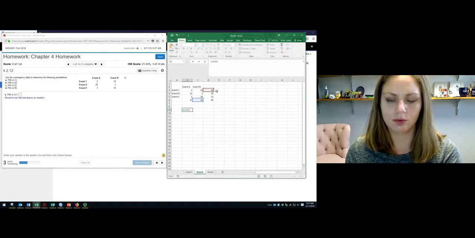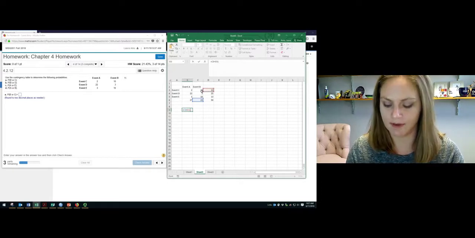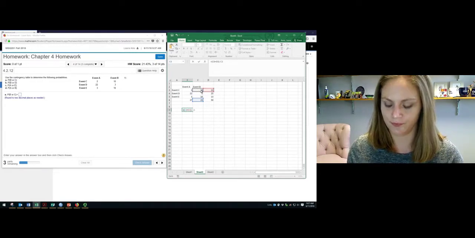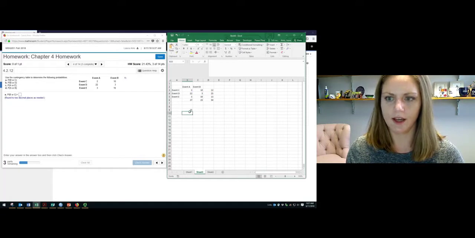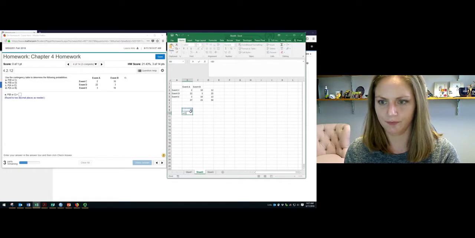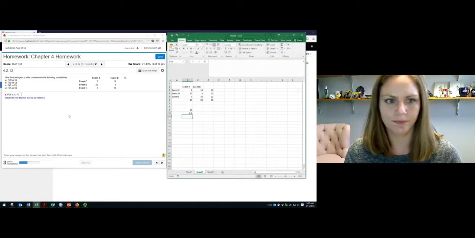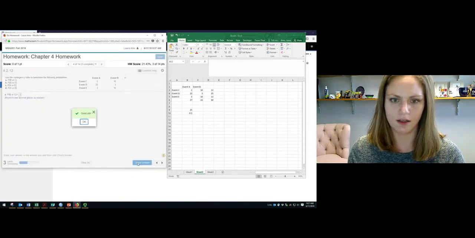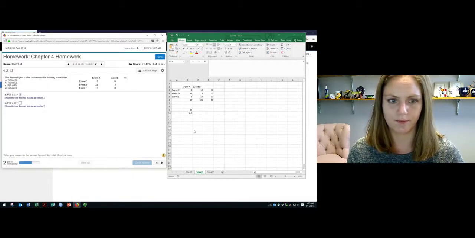Now what's happening here is we're counting this value twice. Okay, so what I end up having to do is, after I've summed those up, subtract that out. Okay, and then I actually take this value and I divide it by 50, the total. Okay, so it looks like to get either B or C is going to be 50%.